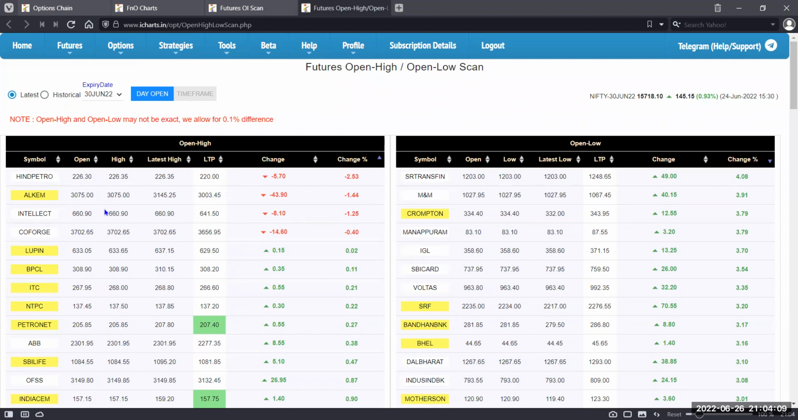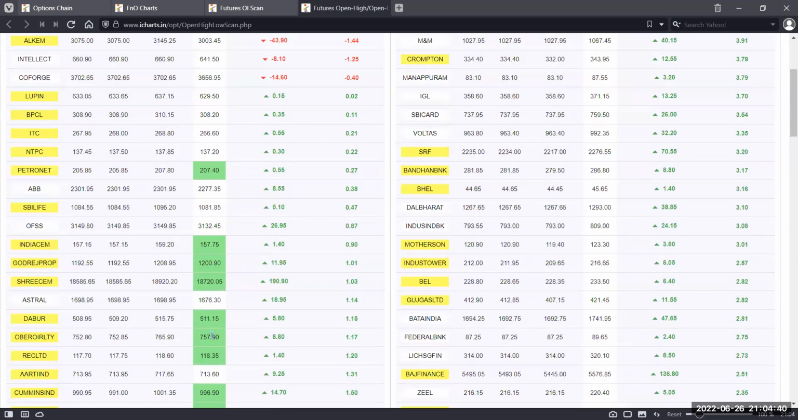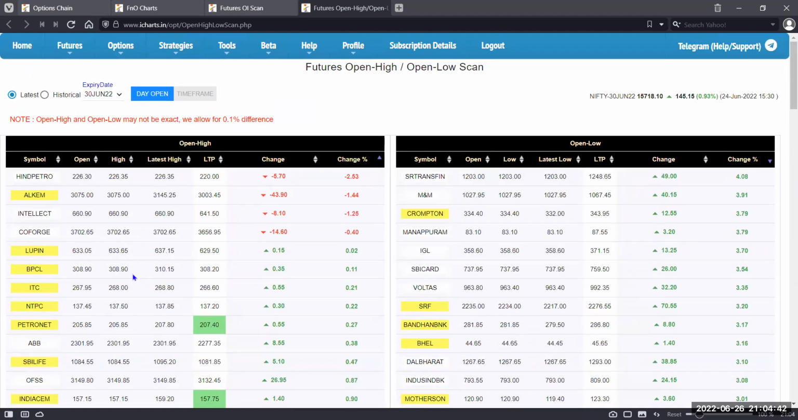Now some people use this as a bullish signal because open high is generally bearish. So if yellow is not indicated, that means all these are bearish. The ones that are not highlighted yellow are continuing to be bearish. But when one hits yellow, it means that the high was broken, so some people take it as bullish. That is one thing that a few people look at. But this is the general idea of the open high section.